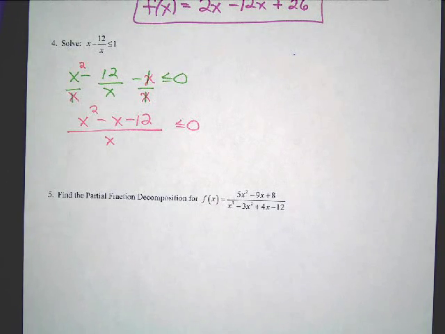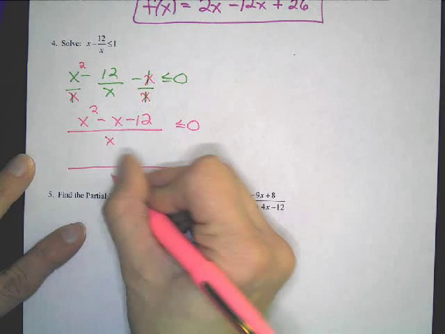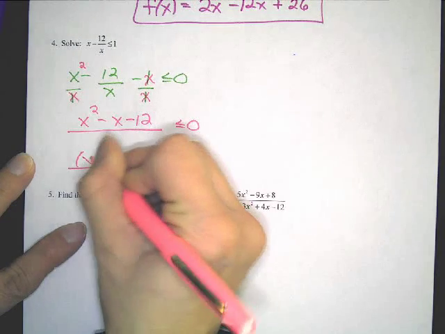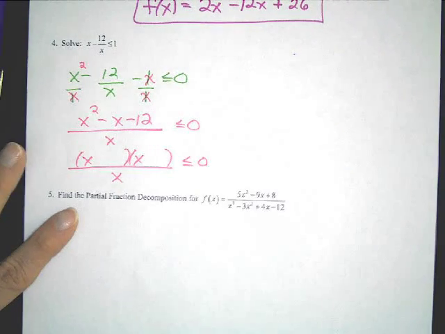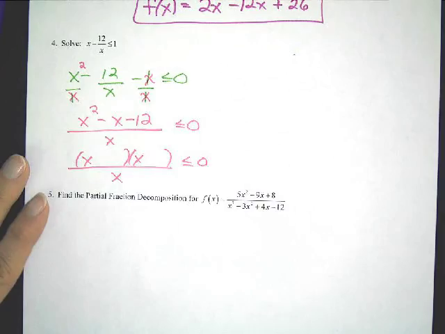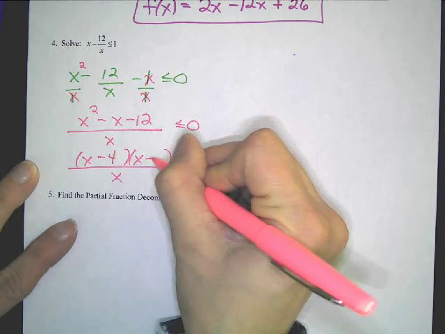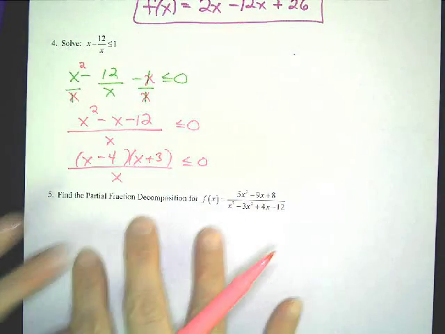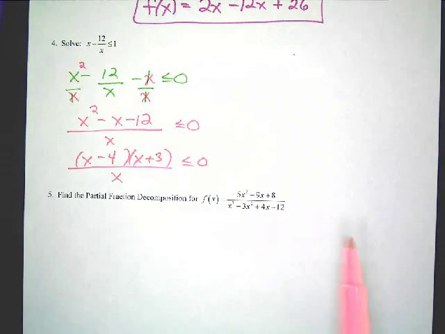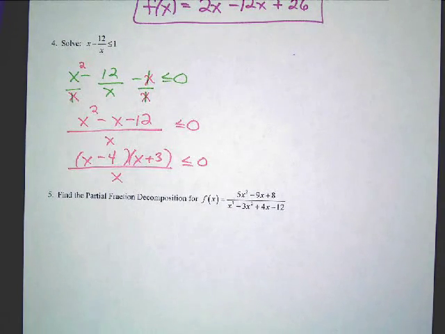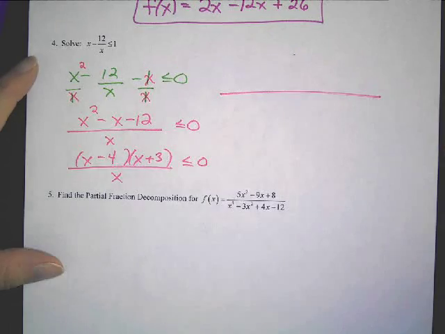Guess what we got to do, people? Factor. It's got to be x and x. How do you make 12? Negative 4, positive 3. Okay, so we've got it factored. We made the 0. All the terms are together. Now it's time to draw that number line.